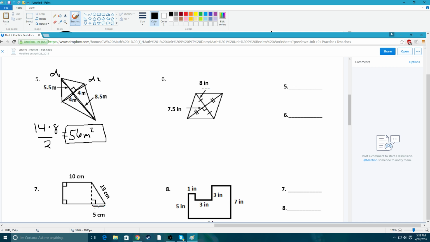For number 6, this looks like a rhombus. So 7.5 and 7.5, because these guys are equal. That's diagonal 1 is 15. 8 and 8 makes diagonal 2 16, divided by 2, which comes out to 120 square inches. For a kite and rhombus, it's D1 times D2 divided by 2.